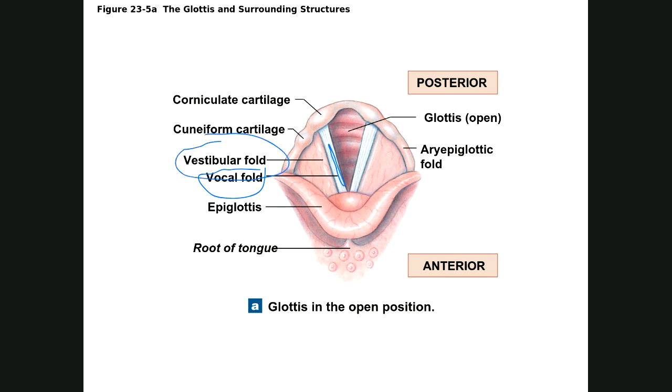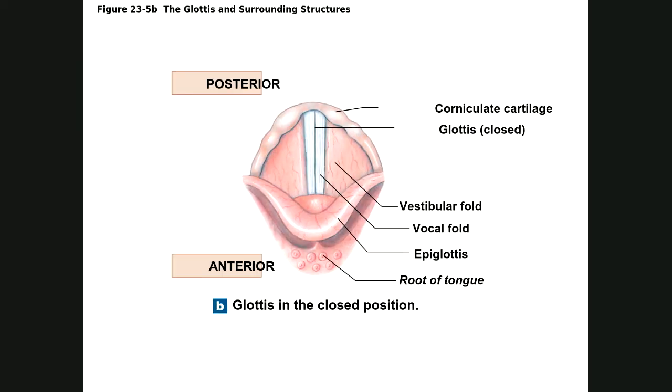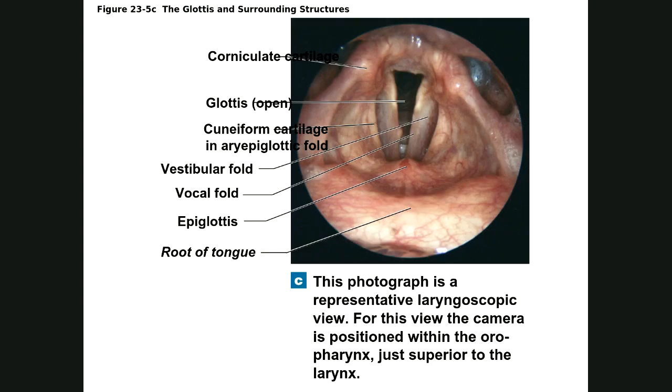So you want to make sure you can identify those structures in this image, and I also have an image showing the glottis closed, where you can see the vocal folds and the vestibular fold as well. And then here's an actual photograph from a laryngoscopic view of the oropharynx and the glottis in the open position.